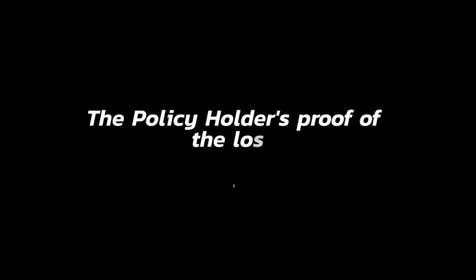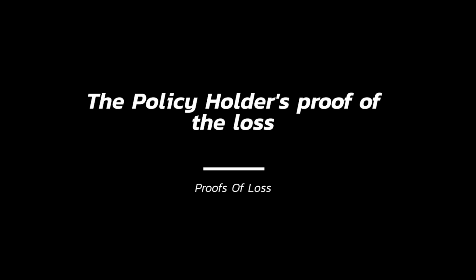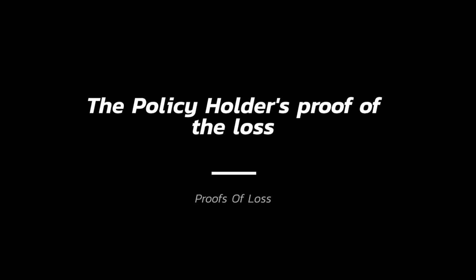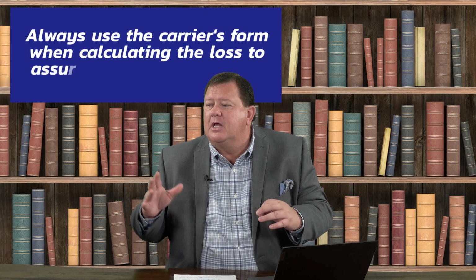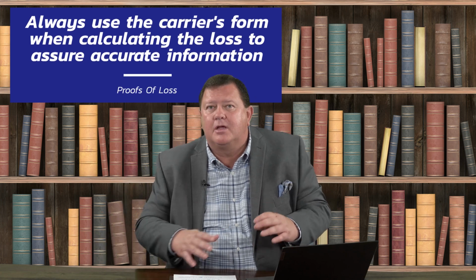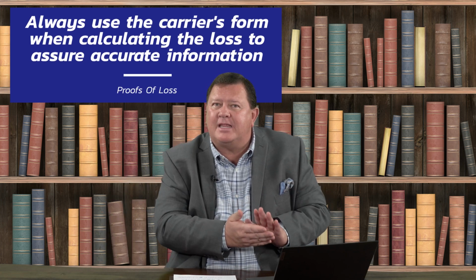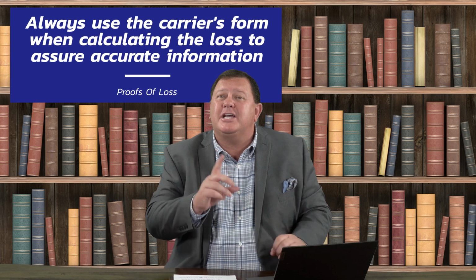What is a proof of loss? Let's talk about that first. Let's start there. A proof of loss is the policyholder's proof of the loss, right? So usually you get a form from the carrier, and I want to stress this to you right here. Use the carrier's form. Don't use your form, don't use Xactimate's form, don't use a form that somebody made up. Use the provided form by the carrier. Now you may say, why? Well, I'll tell you why.